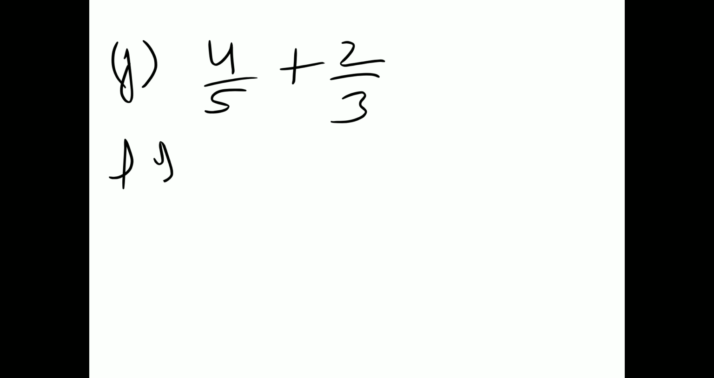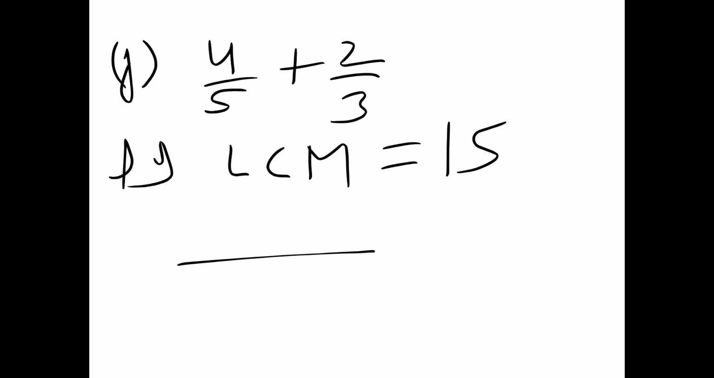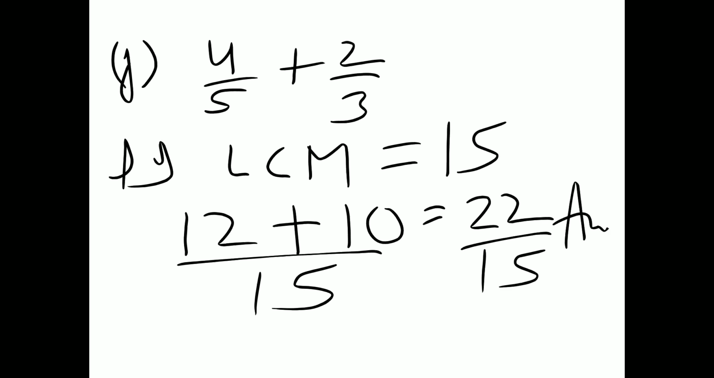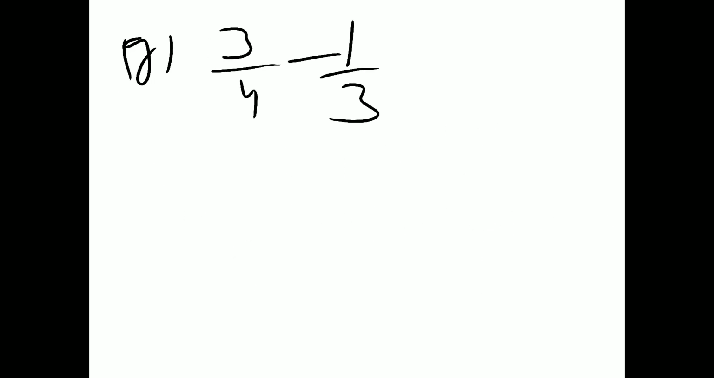In F part, 5 and 3 both are prime numbers that do not come in any table, so you multiply them. 5 3s are 15. Now in the 5 table, 15 comes at 3s are, so 4 3s are 12. In the 3 table, 15 comes at 5s are, so 2 5s are 10. Answer is 22 by 15. Clear? After F part we do G part.